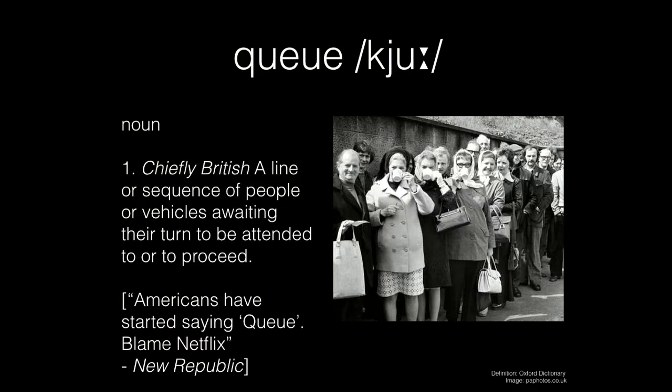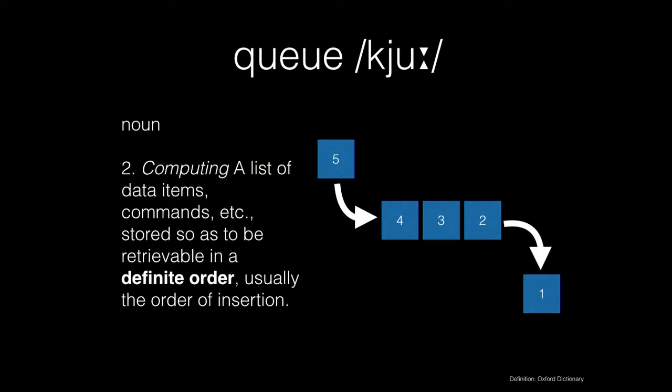So that definition of the word is essentially the same as the computing definition, which is a list of data. This is the Oxford Dictionary definition: a list of data items, commands, et cetera, stored in a way that allows them to be retrieved in a definite order. And it's usually the order of insertion. And I've put definite order in bold there, so we can talk about what that actually means.